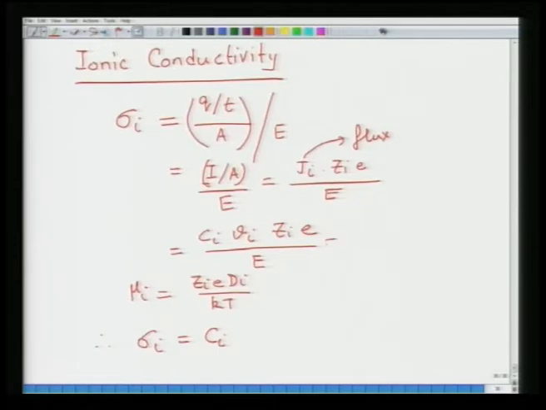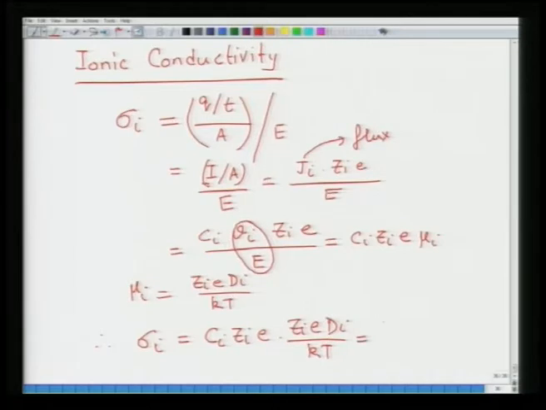So, you can change this a little bit. What you can do here is this becomes C_i z_i E into mu_i, because this v_i by E will become mu_i. This is velocity per unit electric force, which is the field. So, this becomes C_i z_i E into mu_i, which is z_i E D_i divided by kT, and this becomes equal to C_i z_i squared E squared D_i by kT.